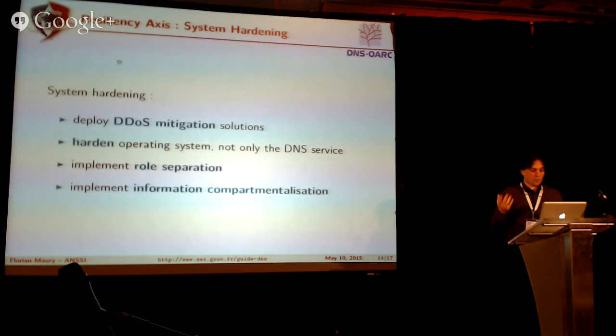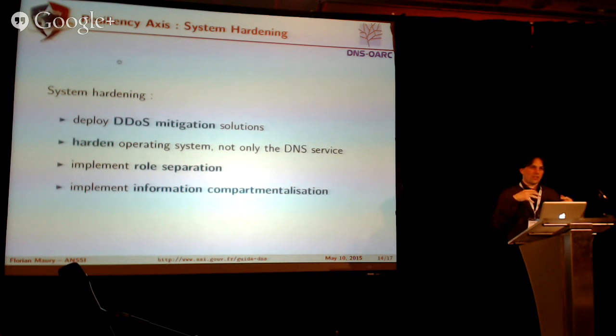So we recommend to support both of these protocols or options. Concerning the system hardening, we recommend to deploy DDoS mitigation solutions, namely response rate limiting. We also recommend to harden the operating system and not only the DNS software service, because it would be a problem if only the DNS service is secure, because it's then easier just to hack the system in general. And to implement also role separation. I mean, we recommend to have an authoritative server that is only serving authoritative data, and a resolver that is only doing the resolution, the recursive part of the DNS server.